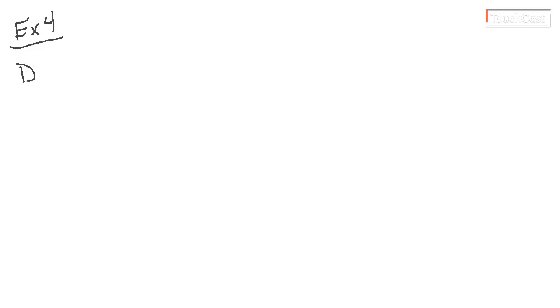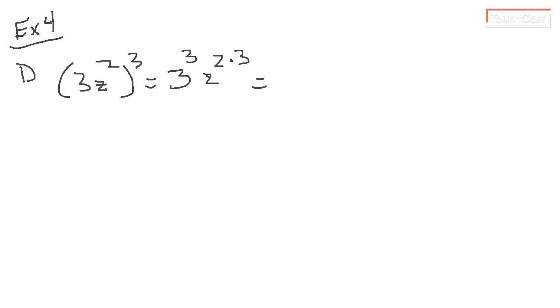So example 4D, we're going to take 3z to the power of 2, and we're going to raise that expression to the 3rd power. Now this power of 3, that goes to both the 3 and the z to the 2. So we're going to rewrite this as 3 to the 3rd power times z to the power of 2 times 3. Well, 3 to the 3rd power, that's 3 times 3 times 3. 3 times 3 is 9. 9 times 3 is 27. So we're going to have 27z, and 2 times 3 is 6. 27z to the power of 6.